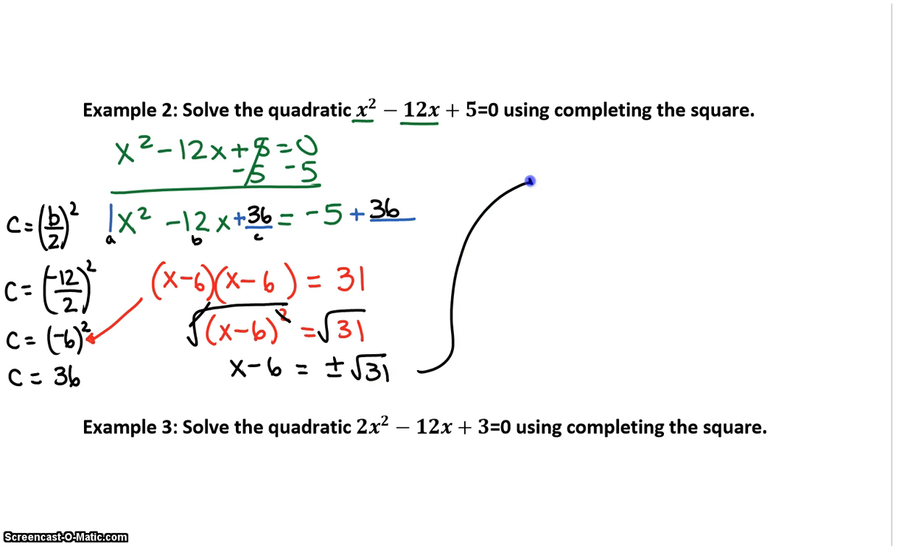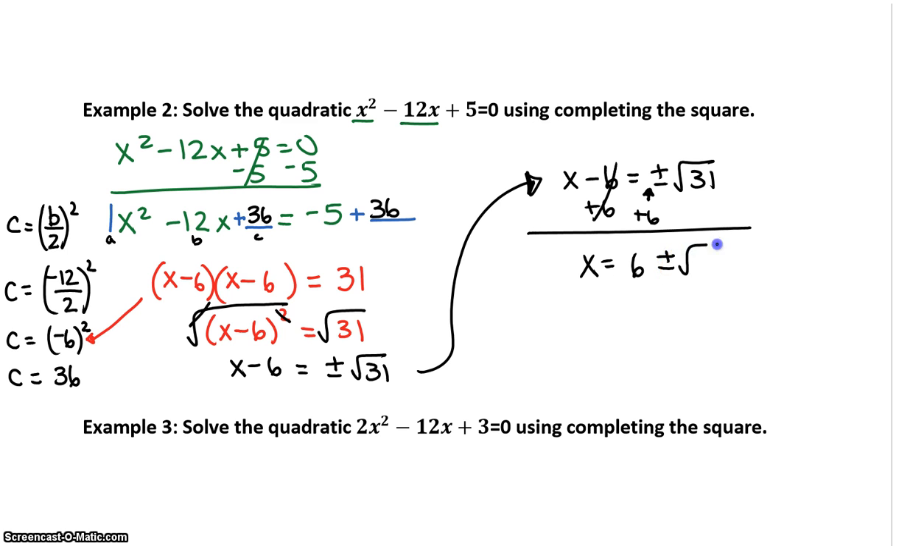Now, I don't think we could simplify the square root of 31 any more than that, so I'm going to rewrite this here one more time. And then the last thing we've got to do is add 6. And remember, we have to squeeze it in front of the plus or minus. x equals 6 plus or minus the square root of 31. And that is our final answer.